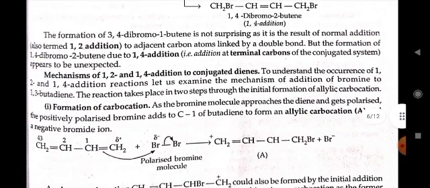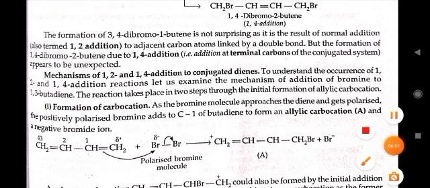The formation of 3,4-dibromo-1-butene is not surprising as it is the result of normal addition, also termed 1,2 addition, to adjacent carbon atoms linked by a double bond. But the formation of 1,4-dibromo-2-butene due to 1,4 addition, that is, addition at terminal carbons of the conjugated system, appears to be unexpected. Mechanism of 1,2 and 1,4 addition to conjugated dienes. To understand the occurrence of 1,2 and 1,4 addition reactions, let us examine the mechanism of addition of bromine to 1,3-butadiene. The reaction takes place in two steps through the initial formation of an allylic carbocation.